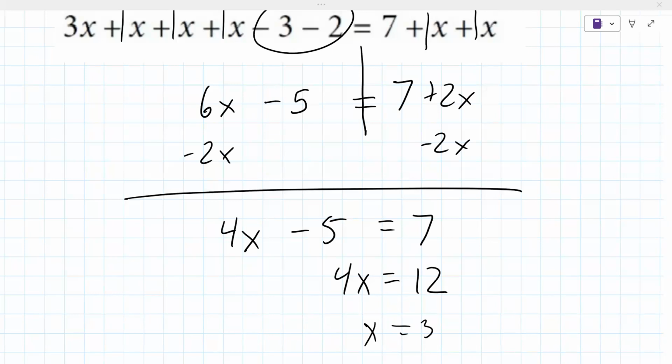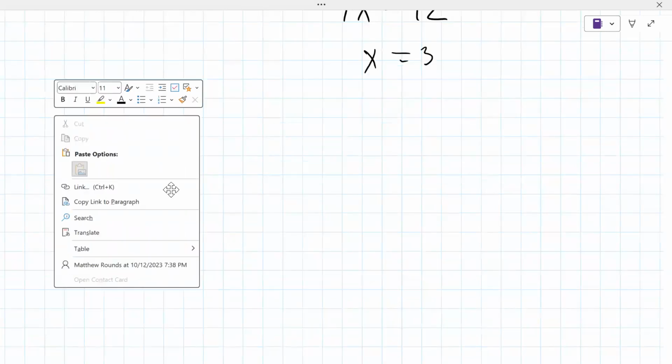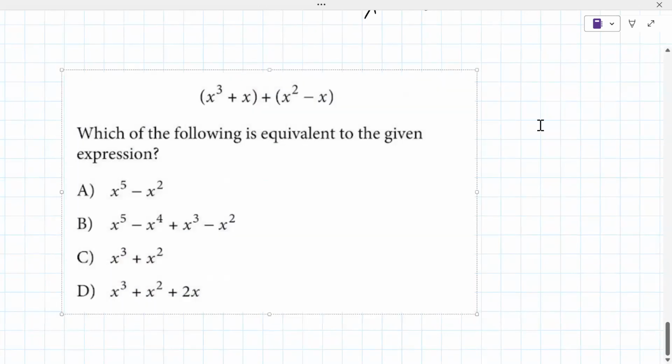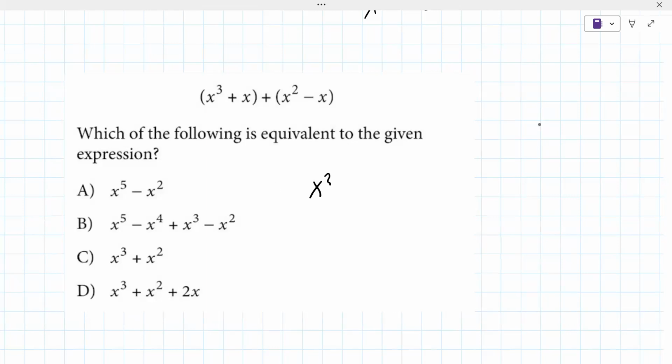All right. Now this one, you're not solving. You're just combining like terms. You've got x to the power of 3, x squared, and a minus x. The parentheses are not needed. So what can you combine here? What are the like terms?